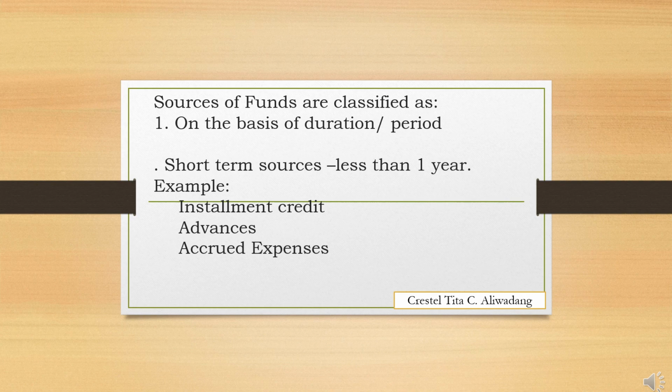An example for this is installment credit, like home credit, just like mobile phone installments, appliances, and so on. Another example is advances. In this, you have to pay the amount of the product before getting the possession. Gaya kung magpapatahi tayo sa maharlika ng mga uniforms, bigay natin in advance ang ating payment bago makuha ang tapos ng uniform. And last example here is accrued expenses, or those expenses which have been incurred but not yet paid, like outstanding rent and salaries.